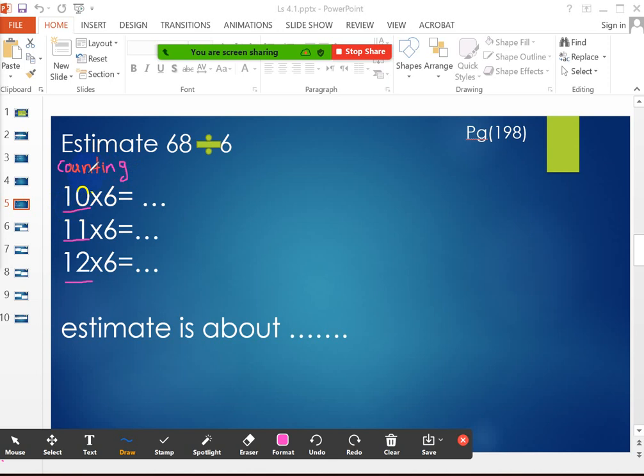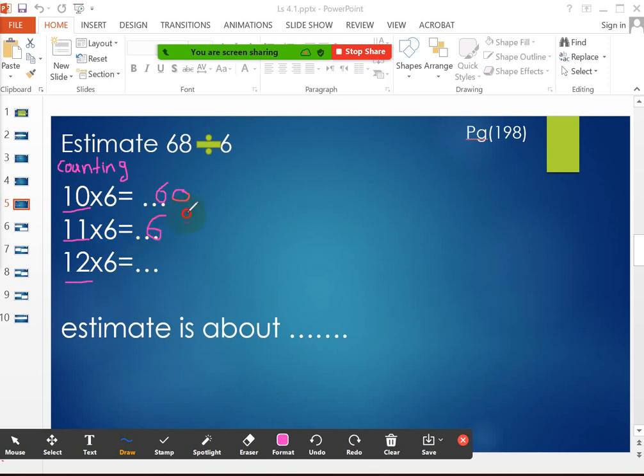So we will start with 10, after 10, 11, 12. And I will find the multiple of each number with 6. That means 10 multiplied 6 equals 60. Now 11 multiplied 6. Look, any number, multiply it with 11, you have to double the number. That means 11 multiplied 6 equals 66.